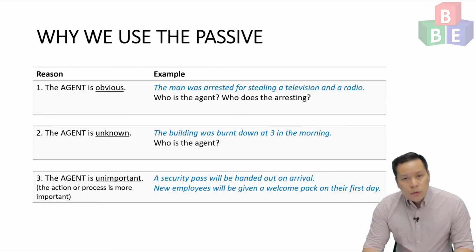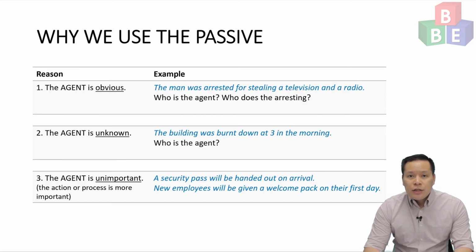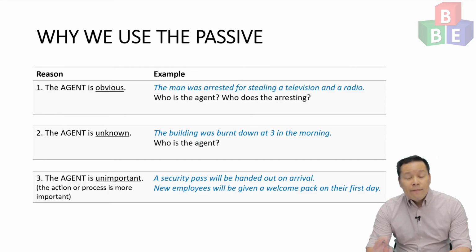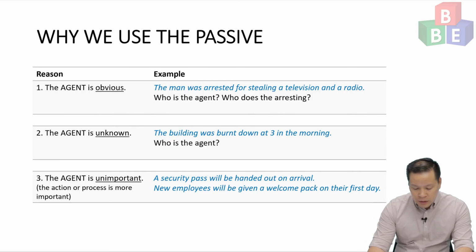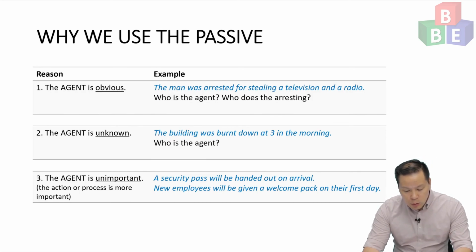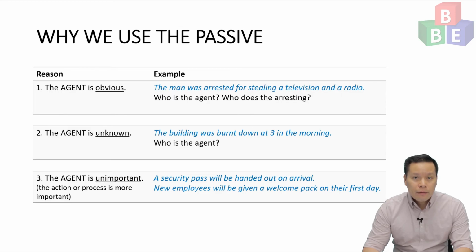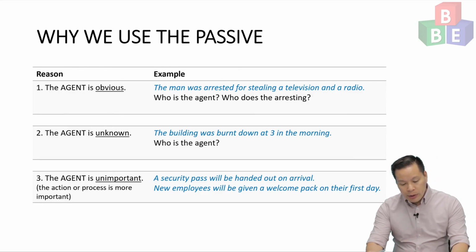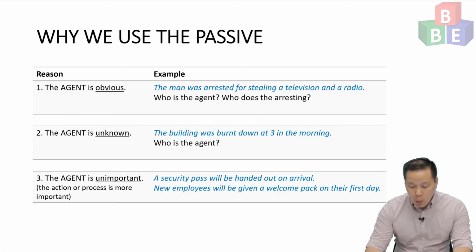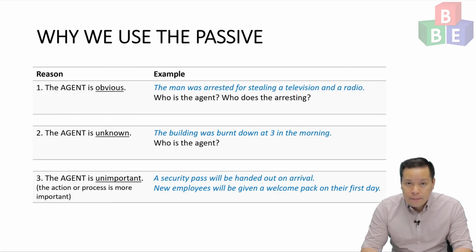Number three. We use the passive because the agent is unimportant. Here we want to emphasize the action or the process as more important. For example, a security pass will be handed out on arrival. Similarly, I have another example. New employees will be given a welcome pack on their first day.